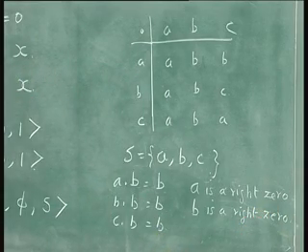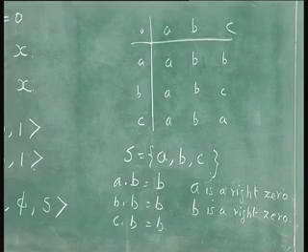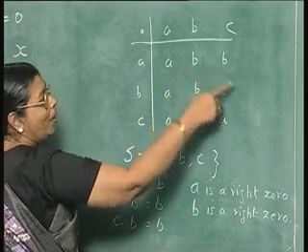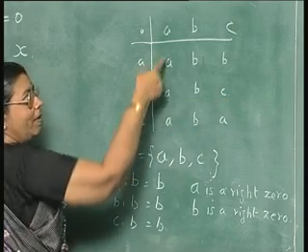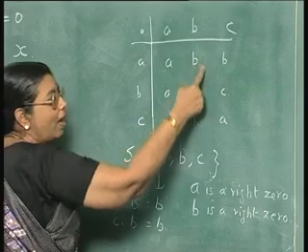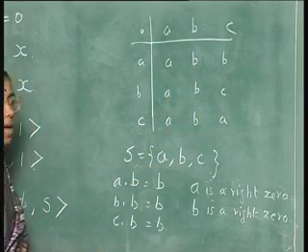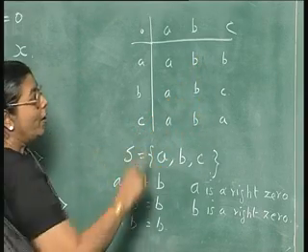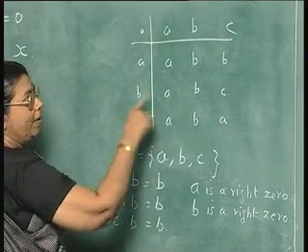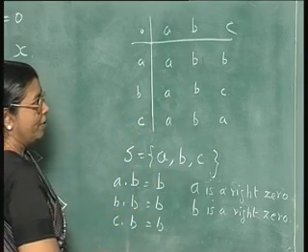Does there exist a left 0? Here there is no left 0, because if you have a left 0, you must have one row consisting of the same element. Here this column consists of the same element, so it becomes a right 0. This column also consists of the same element, so it becomes a right 0. If one row consists of the same element, it will become a left 0, but here you do not have that. There is no left 0 here.